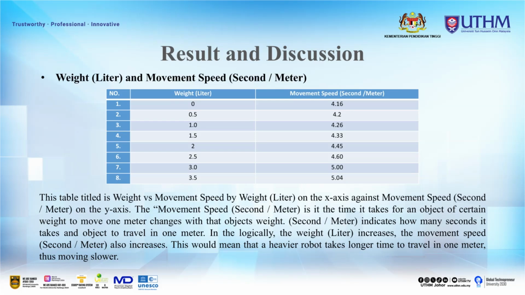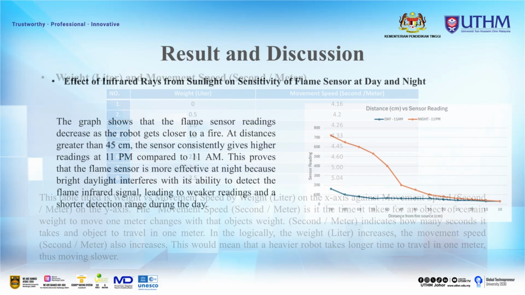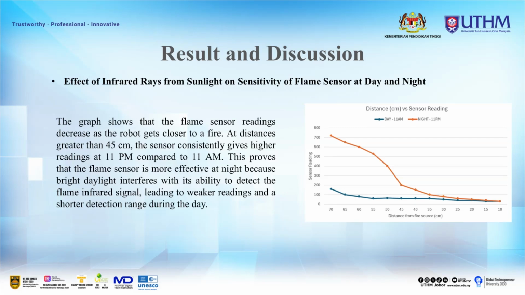Based on the result, as the weight increases, the movement speed also increases. This result tests the effect of infrared rays from sunlight on the sensitivity of the flame sensor at day and night. The graph shows that the flame sensor readings decrease as the robot gets close to the fire. This proves that the flame sensor is more effective at night because there is less sunlight interference with its ability to detect the flame signal.